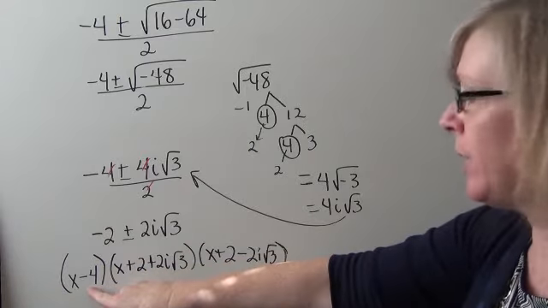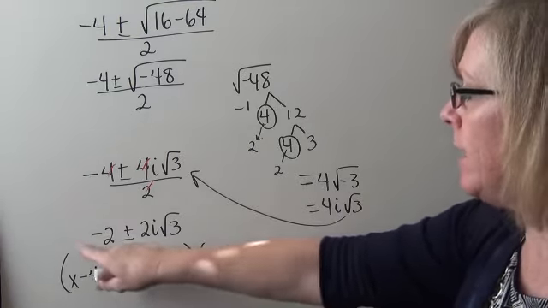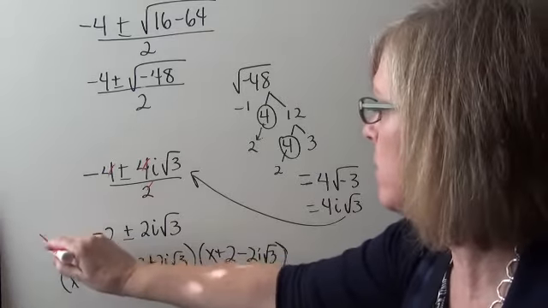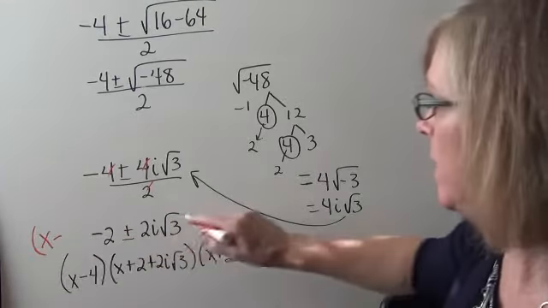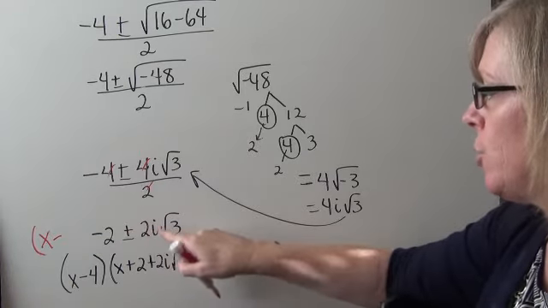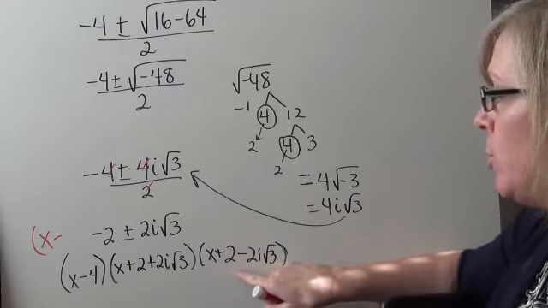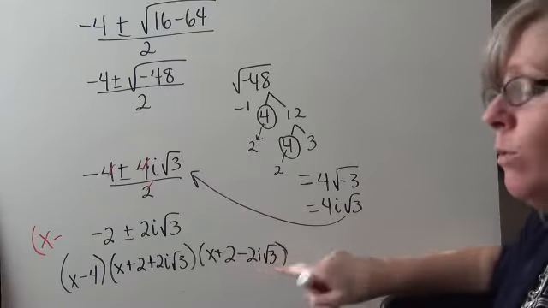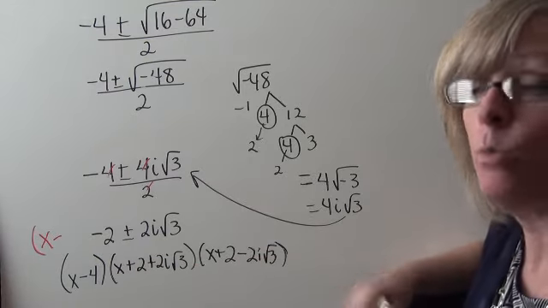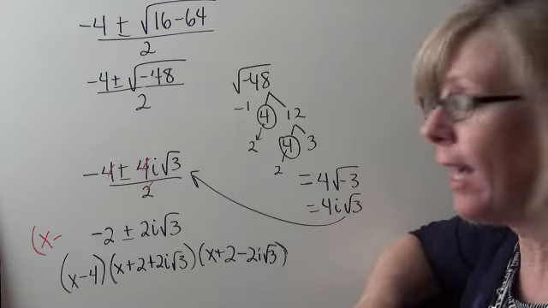Well, remember we had x minus 4 to start with. This one would be called x minus this. So x minus negative 2 is x plus 2, and I chose the plus 2i radical 3. And the other term is x plus 2 minus 2i radical 3. Okay? We're going to work a little bit more with these imaginary numbers and the i's a little later.